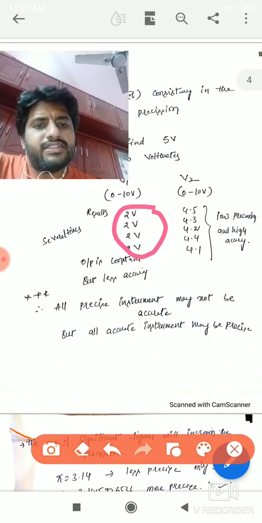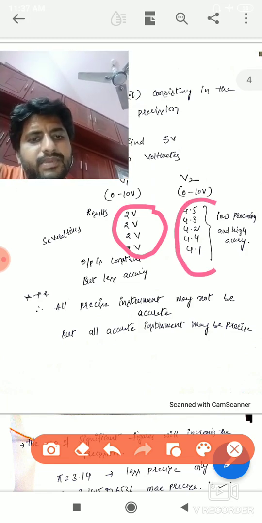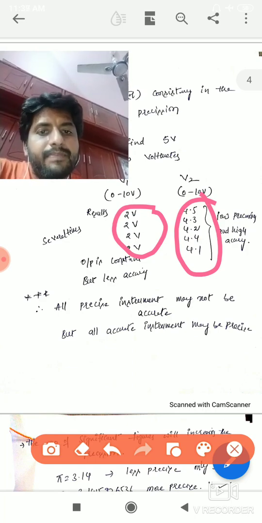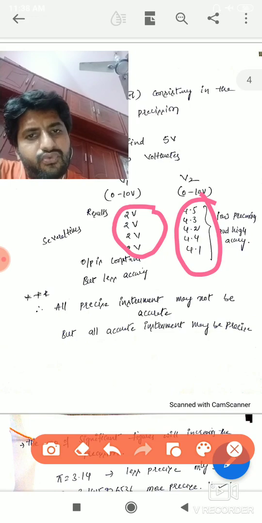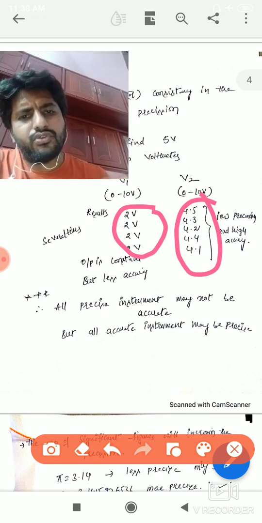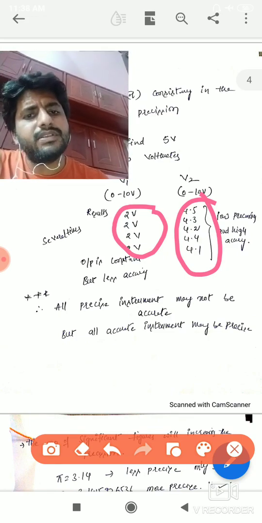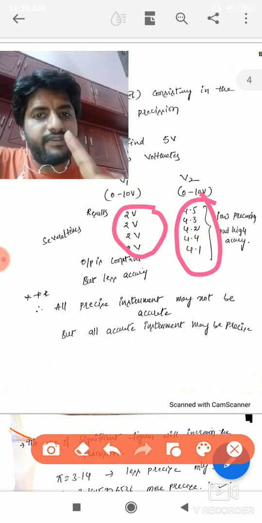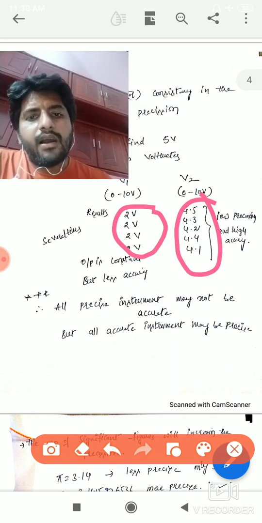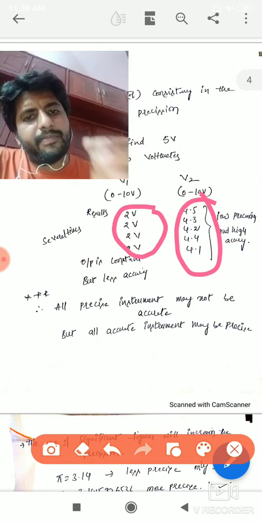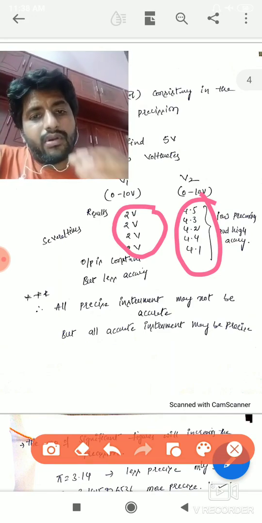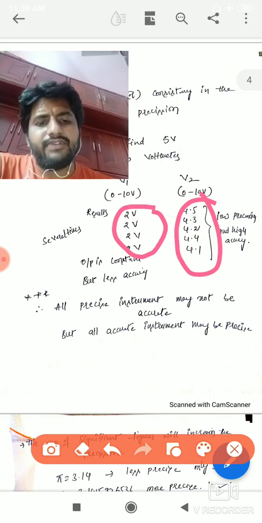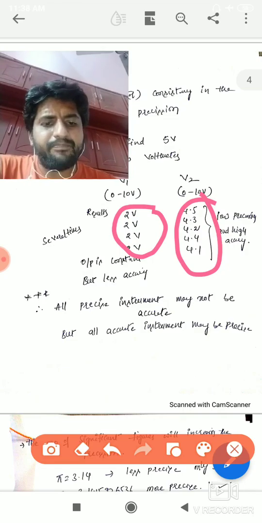And all accurate instruments, so this is a more accurate instrument now, 4.5, 4.3, 4.2, may be precise. Definitely the precision is there now, 4, 4, 4, somewhat reproducibility is there. That means all precise instruments may not be accurate. This is a very, very important GATE question. All precise instruments may not be accurate, and all accurate instruments may be precise. So that is a very, very important note we discussed yesterday.